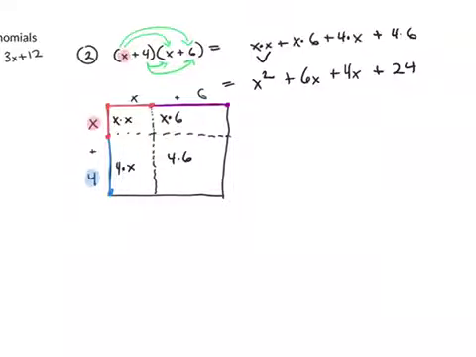And we're almost there, but you'll notice the middle section has two like terms, and we should combine them, add them together to get 10x. And so we turn this multiplication problem, the group x plus 4 times the group x plus 6, into this final sum of three pieces, x squared plus 10x plus 24.